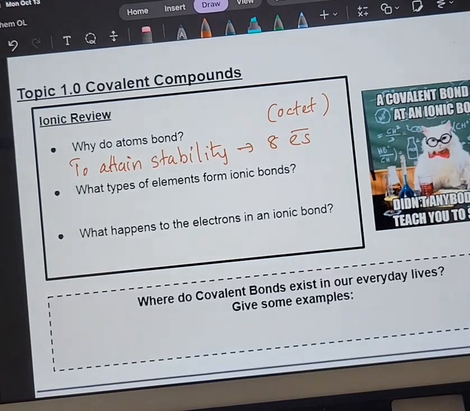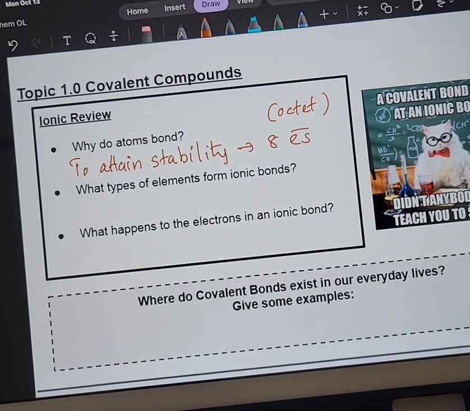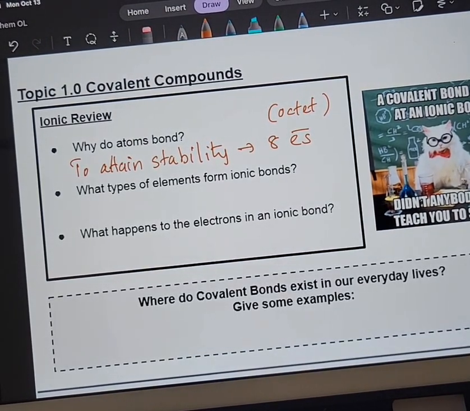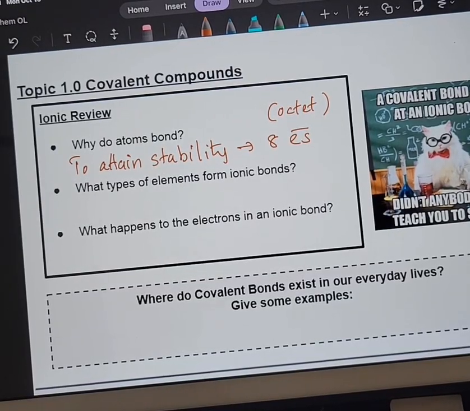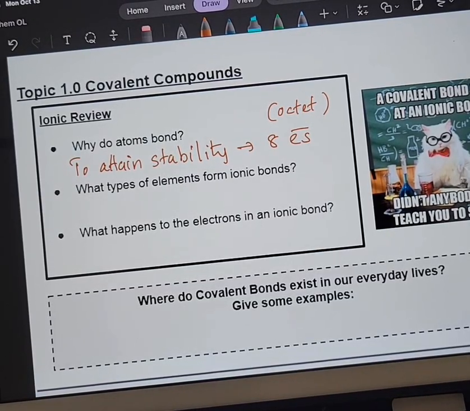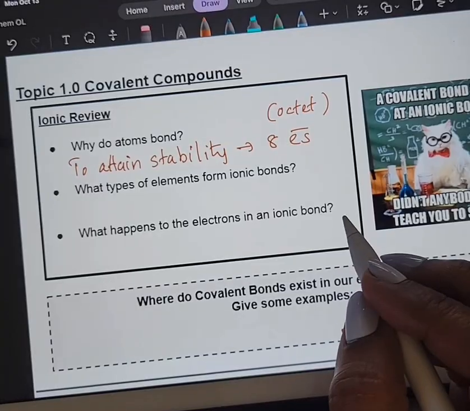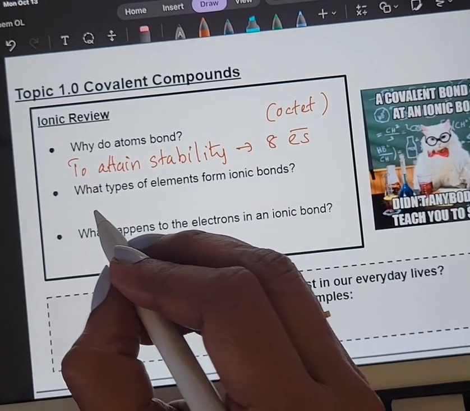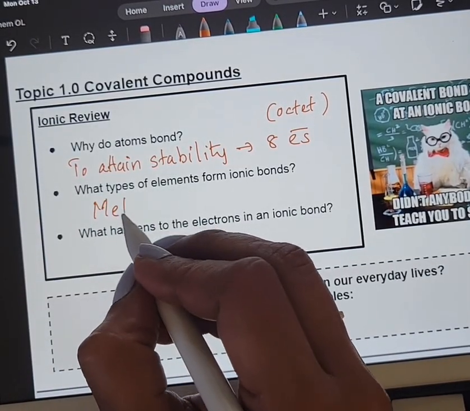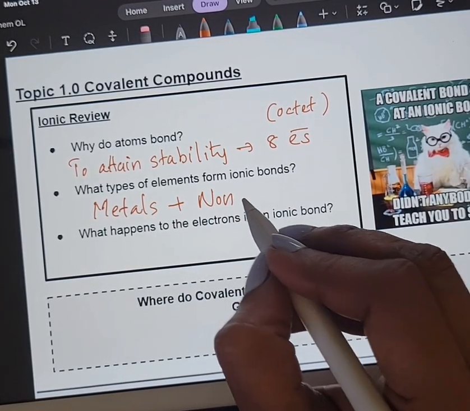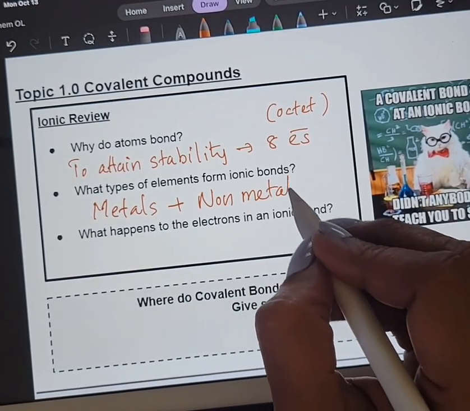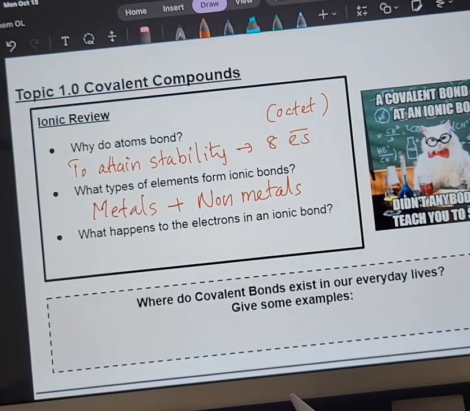Octet means 8 electrons. So most of the atoms are reacting to get stability by gaining 8 electrons. There is one more reason we will study eventually. What type of elements form ionic bonds? We learned metals lose electrons. When they combine with the non-metals, they will gain electrons and that results in ionic bonds.